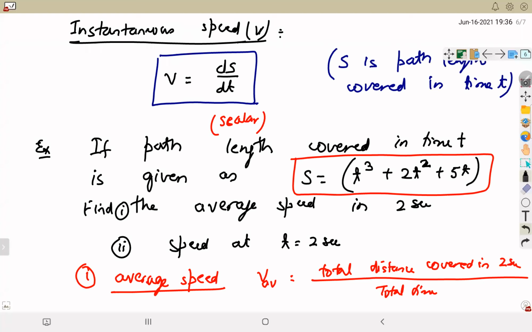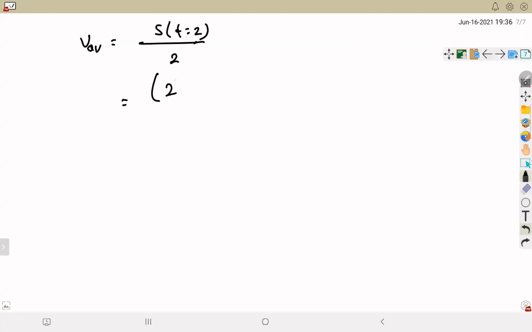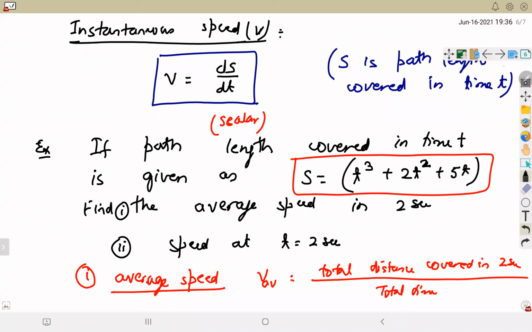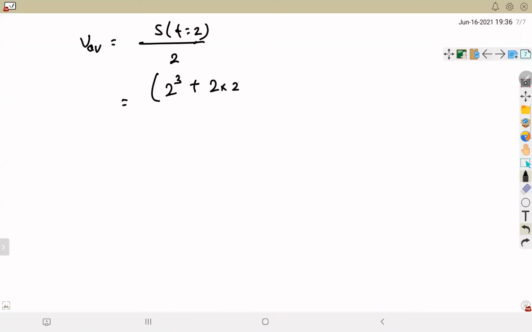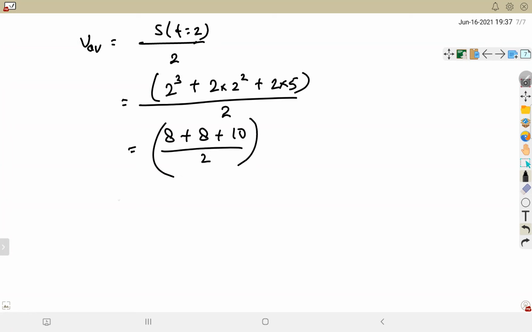So it was how much? t cube plus 2t square plus 5t. So that becomes 8 plus 2 into 4 plus 10, divided by 2. 8 plus 8 plus 10 divided by 2. How much is that? 13. Average speed for the 2 seconds is 13 meter per second. Obviously, it's a scalar quantity, so there's no direction. We don't need to specify any direction.